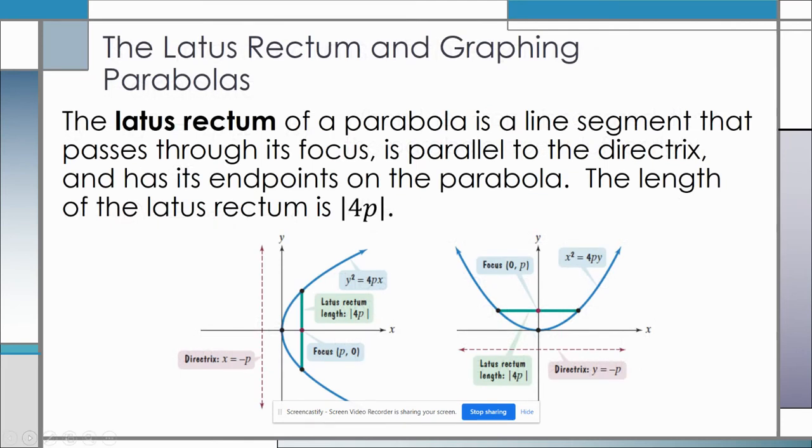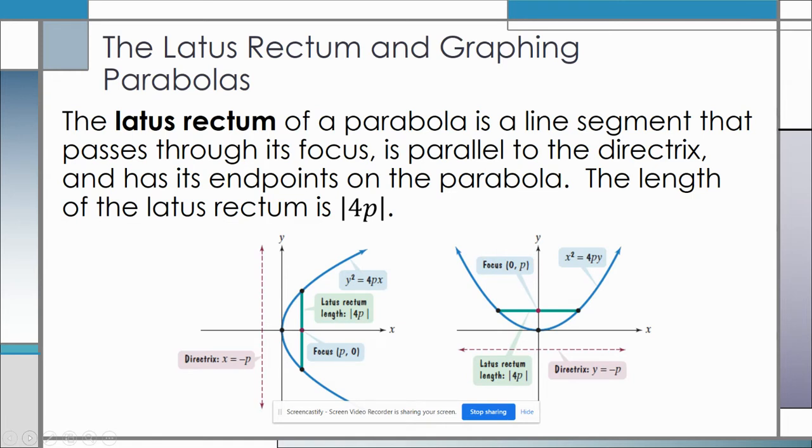We also have something called the latus rectum. This is a line segment that passes through the focus. It's parallel to the directrix, and it has endpoints on the parabola. So in the past, I've always had you graph 5 points in order to connect those points to form the parabola. In this case, now I'm only going to ask for 3.